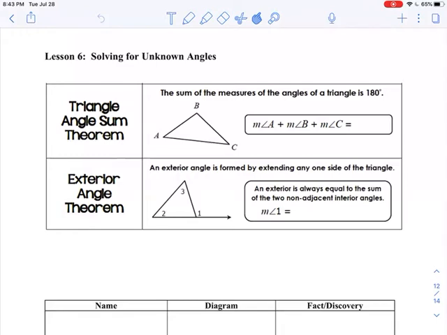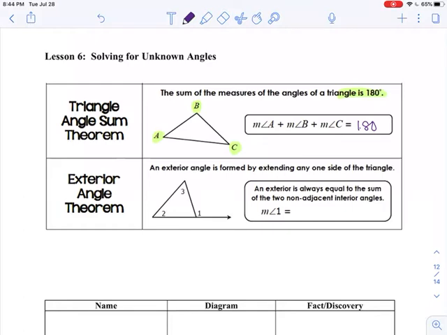All right, so this first rule everybody should know, so this will be nice and easy. The sum of the measures of the angles of a triangle is 180 degrees. So all three angles, angle A plus angle B plus angle C, equals 180 degrees. We'll do some problems where I might give you the angles in terms of x and you have to set up an equation to solve it.